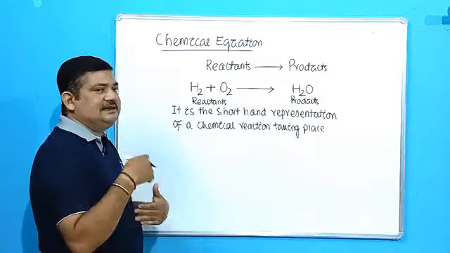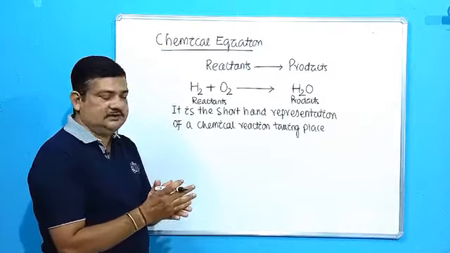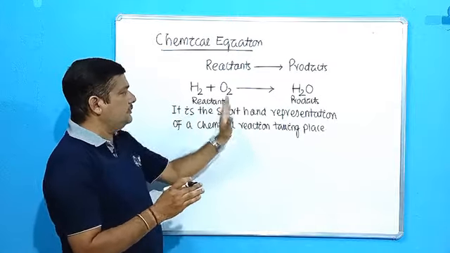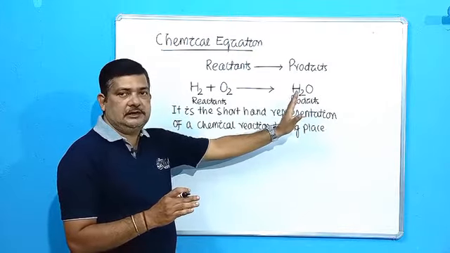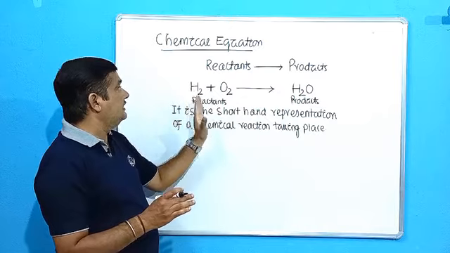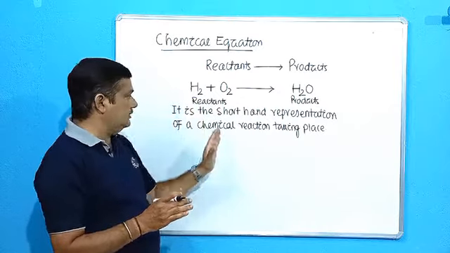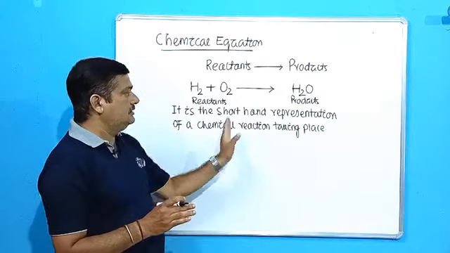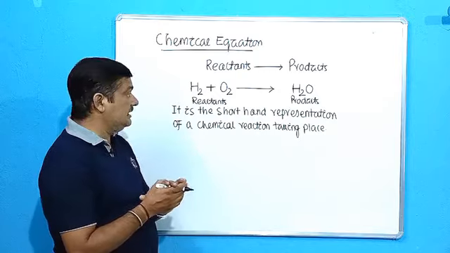And this arrow means yields or gives or produces. This arrow means these two, they produce this product. Okay. So, this is how a chemical equation is generally written. On the left hand side, reactants are written. On the right hand side, the products are written.